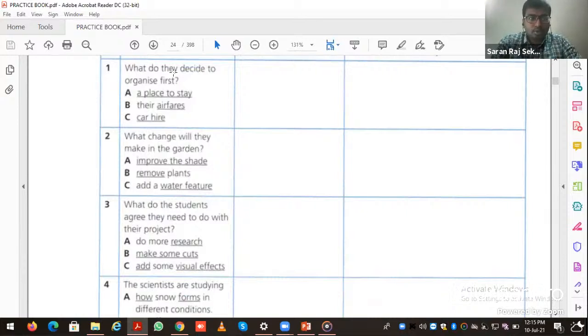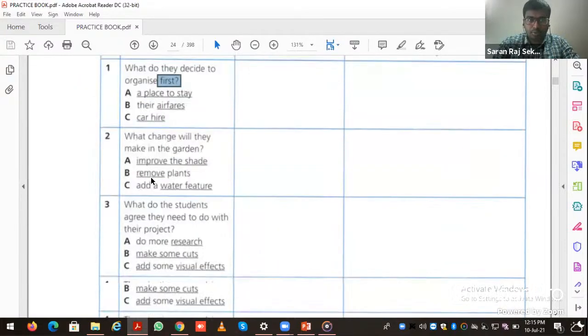What do they decide to organize first? So here the keyword is "organize first", because when someone is planning for a trip, they would organize many things, as they mentioned in the options: a place to stay, airfares, and car hire. So we have to know what they first decide. So that is our keyword. And yeah, let me go question-wise. I'll try to play the audio for this one.